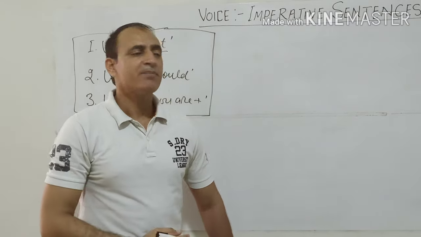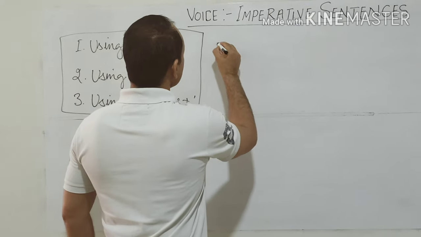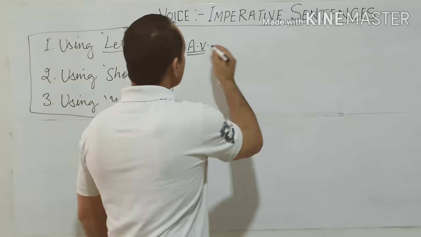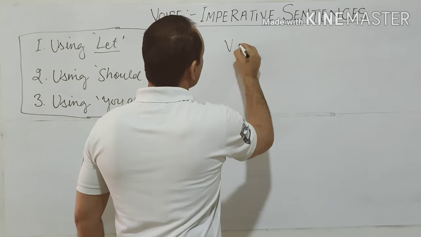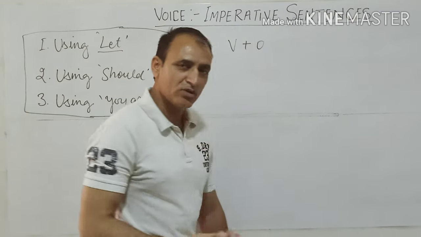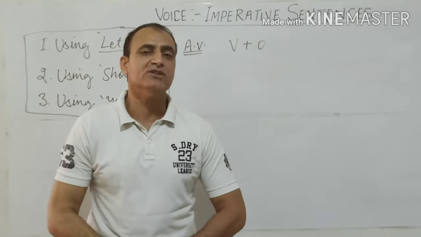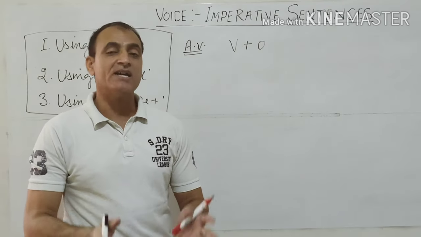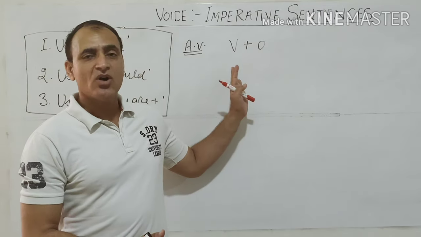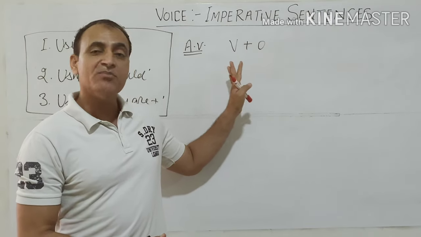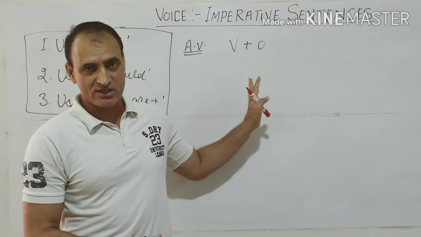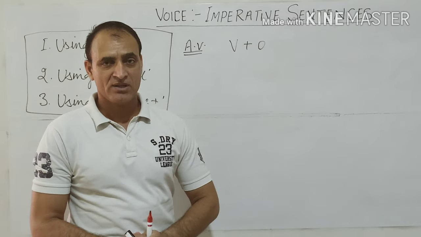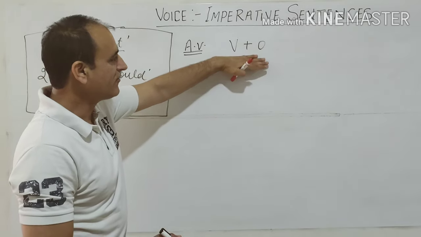So first let's see the structure of active voice in imperative sentence, and the structure becomes verb plus object. We know imperative sentences always begin with the verb and then they have object after them. There is no subject at all. By the way, subject is there, but it is covert, means it is implied only, it's only understood, not mentioned. And subject in imperative sentences is always you. So this is the structure of active voice.